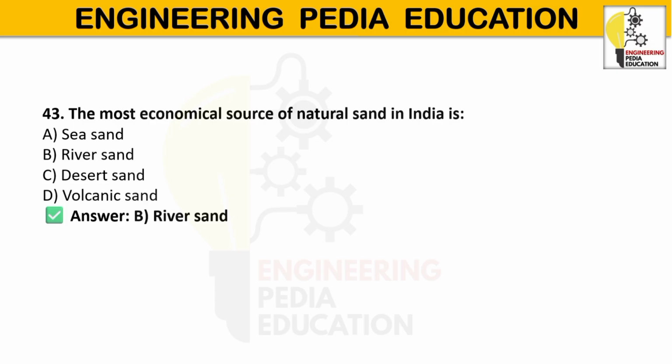River sand is a naturally occurring fine aggregate collected from riverbed. It consists of rounded particles and is widely used in concrete, mortar, and plastering work due to its good workability.